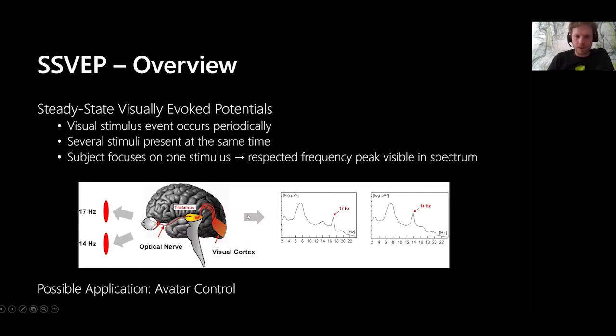So one example would be avatar control. For example, you're moving through a computer game world with an avatar, and you have some flashing items in the corner of your screen. And when you're focusing on one of them, then the avatar moves in this direction. That would be one example.